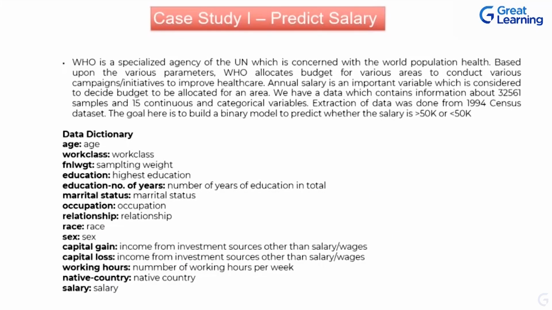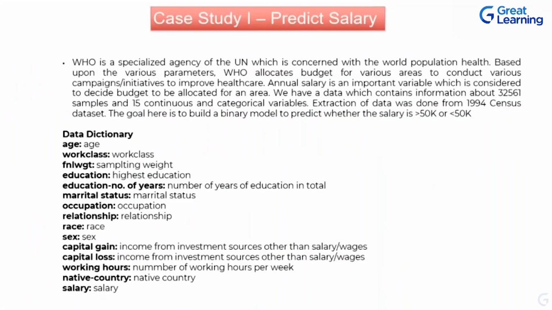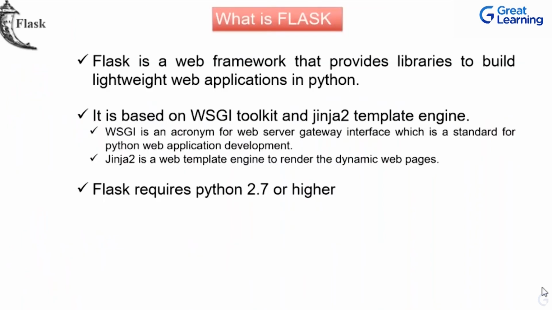Now, assuming I have built the model, so the model is ready with me. Now, how do I go ahead and do the deployment using Flask as an environment? What is Flask? Flask is a web framework that provides a library to build lightweight web applications in Python. This is based on the WSGI toolkit. What is WSGI? WSGI stands for Web Server Gateway Interface, which is a standard for Python web application development.